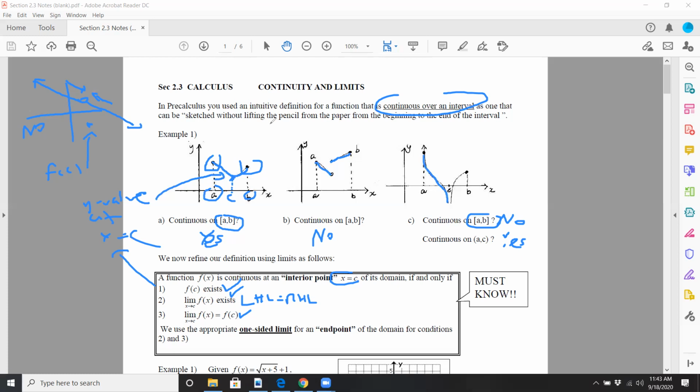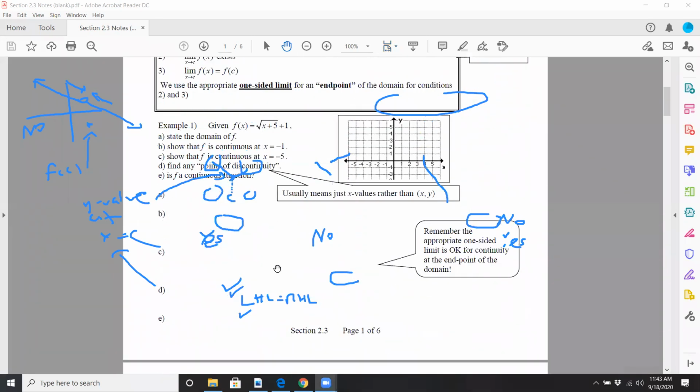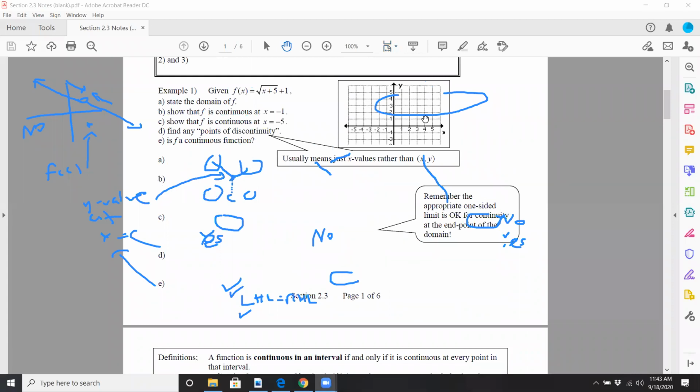So this box is extremely important for continuity, and we're going to continue looking at that often. Okay, let's look at the bottom of page 1.